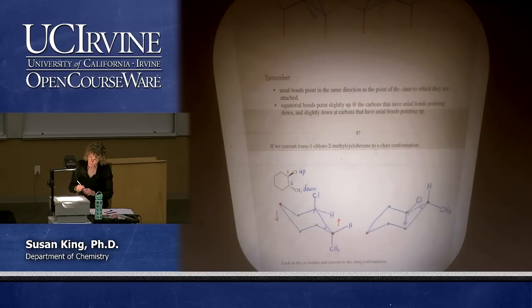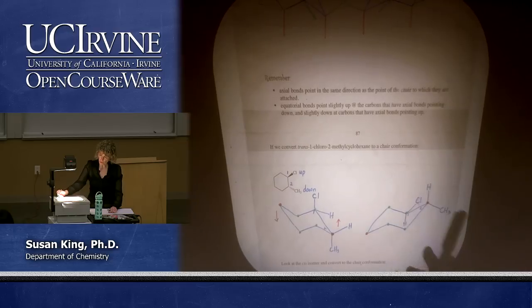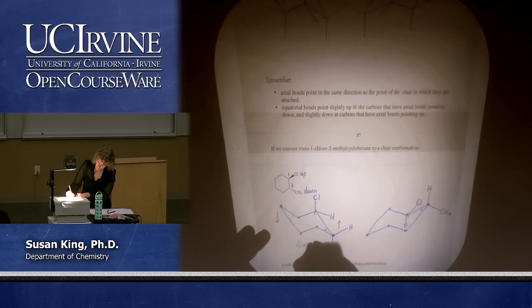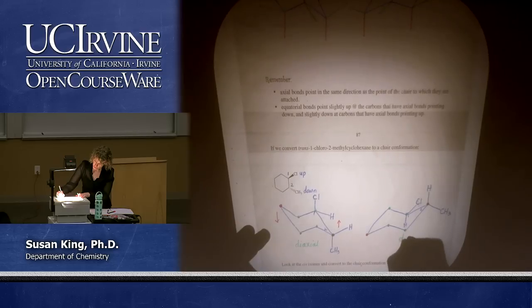All right, so now which one is going to be the more stable chair conformation? First one on the right. The one on the right, because the groups are both equatorial. So this is diaxial, and this is diequatorial.